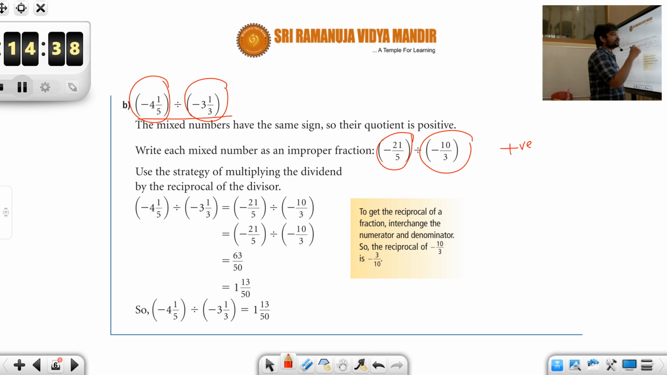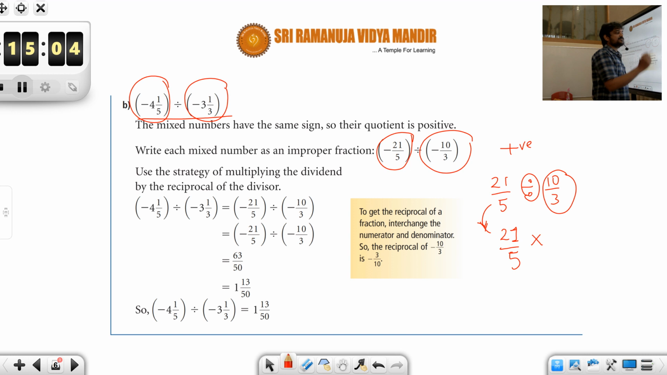Then the rest is you need to find the numerical value. How to find the numerical value? 21 by 5 divided by 10 by 3. Take their numerical values and then find it. Now division. So you need to convert this into a multiplication problem. How to convert this into a multiplication problem? Write this as 21 by 5. In place of division, you will be multiplying, and then in place of 10 by 3, you will be writing its reciprocal.